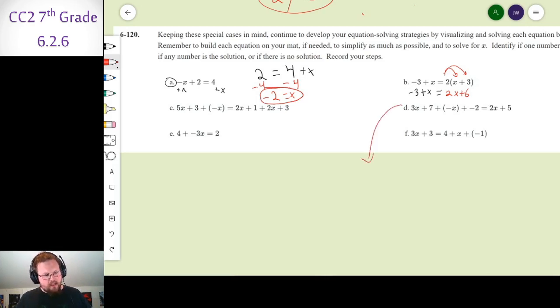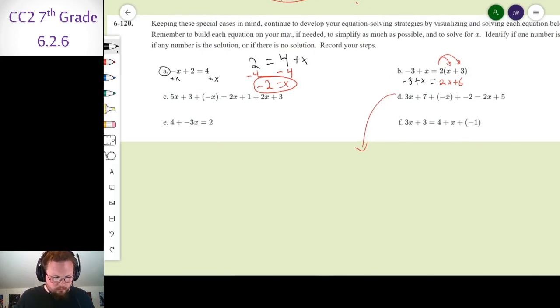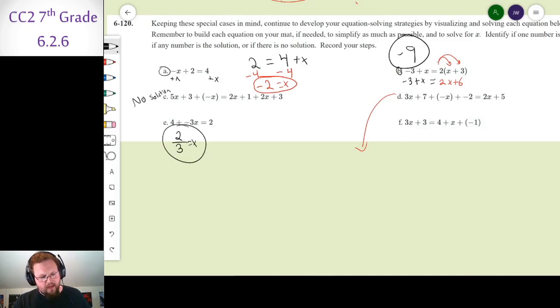I want to try part D because it's a little bit weirder, but try the other one, see what you can get. Okay, I'll go ahead and write some of the answers for these. This is part B, the answer is negative 9. Part C, the answer is no solution. For part E, the answer is 2/3. And for part F, the answer is x equals 0, I do believe. That sounds right.